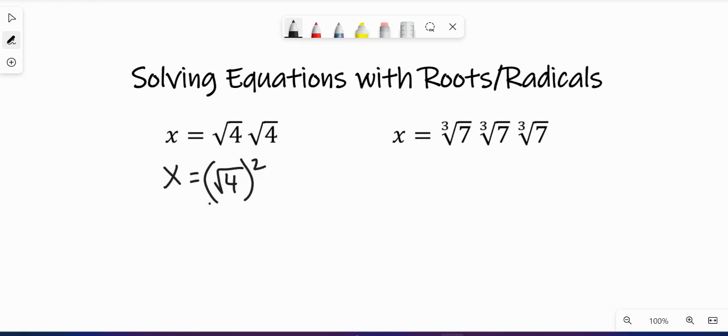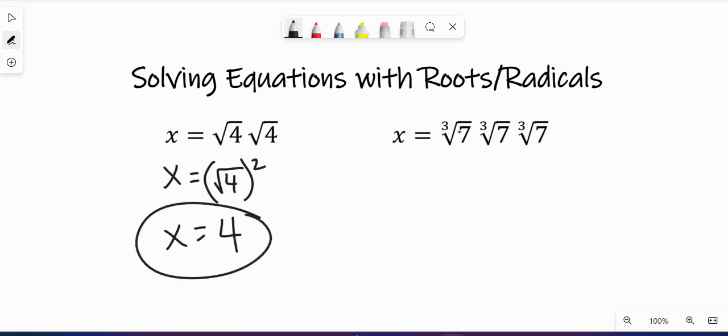Okay. Now, think about this. The whole purpose of a square root is the opposite of squaring. So if I take a square root of 4 and then square it, basically I'm undoing itself. It's just like if you add 1, then subtract 1, you get the original number. Or if you multiply by 2 and divide by 2, you get the original number. Same thing here. When you take the square root, then square it, you get the original number. So x equals 4. Okay, simple enough.